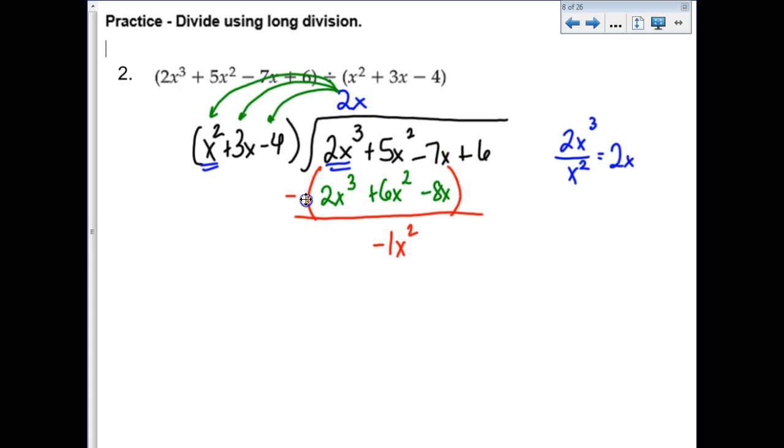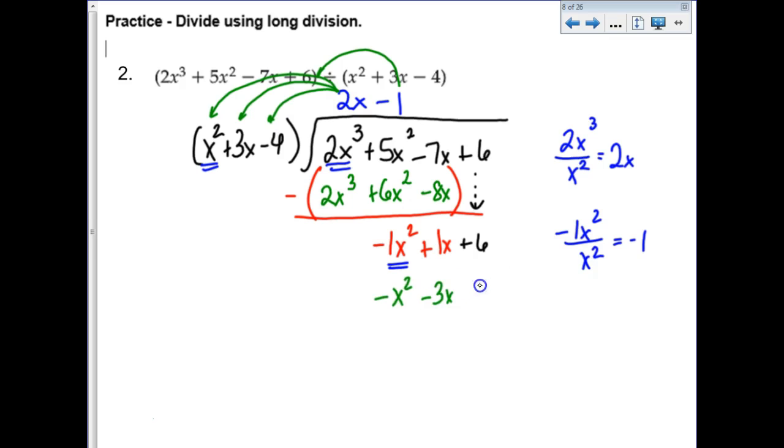Careful here, negative 7x minus negative 8x is a positive 1x. And then same process as before, guys. You are supposed to still bring down that next term. And then you start all over again. So lead term, negative 1x squared divided by x squared. It's going to give you a negative 1. So that gets written up here. And then you take the negative 1 and you multiply it into that big divisor. So you get negative 1x squared minus 3x plus 4.